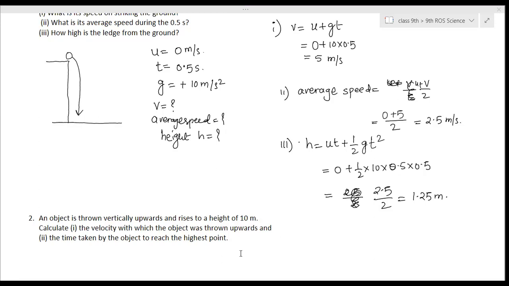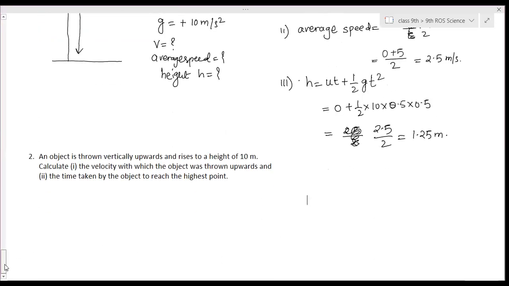In the second question, v is equal to 0, right? An object is thrown vertically upwards and rises to a height of 10 meters. Yes, right. V is 0. When it rises to maximum height, then v is equal to 0. So in this case, it is thrown upward and reaches a maximum height of 10 meter. So at this position, v value will be 0.